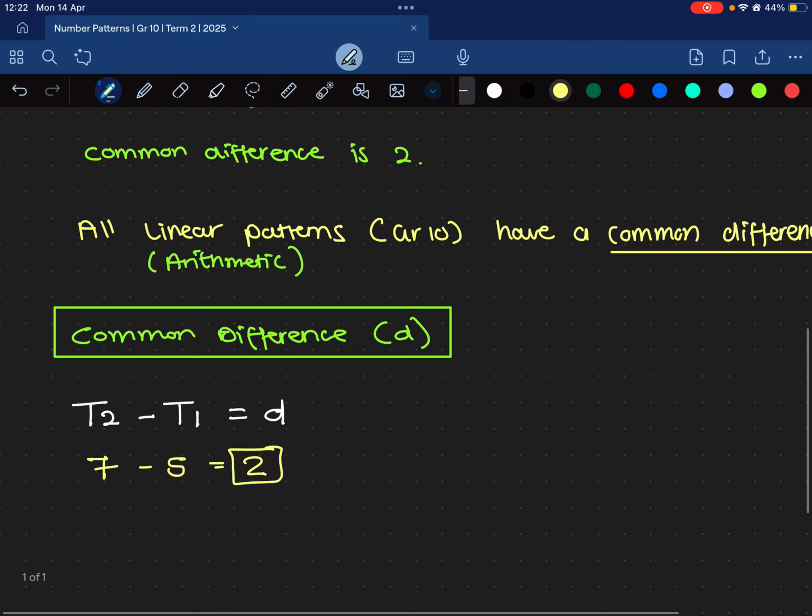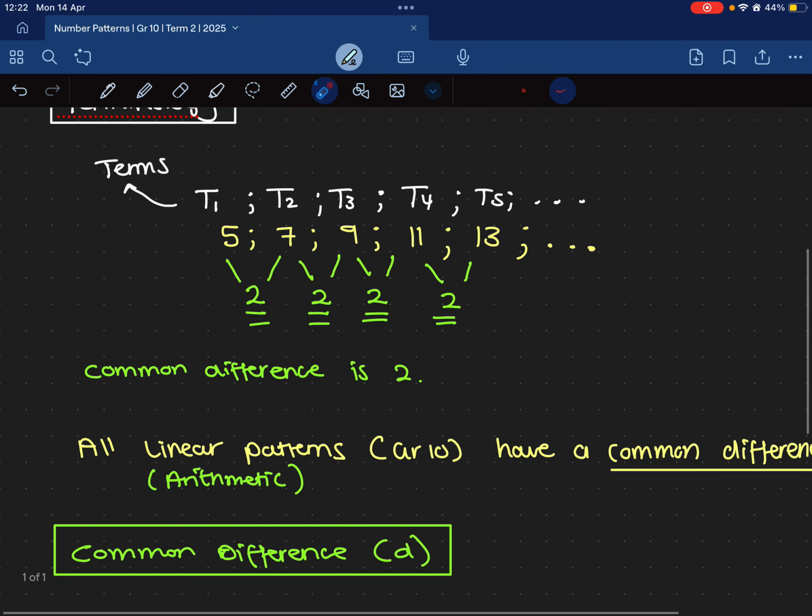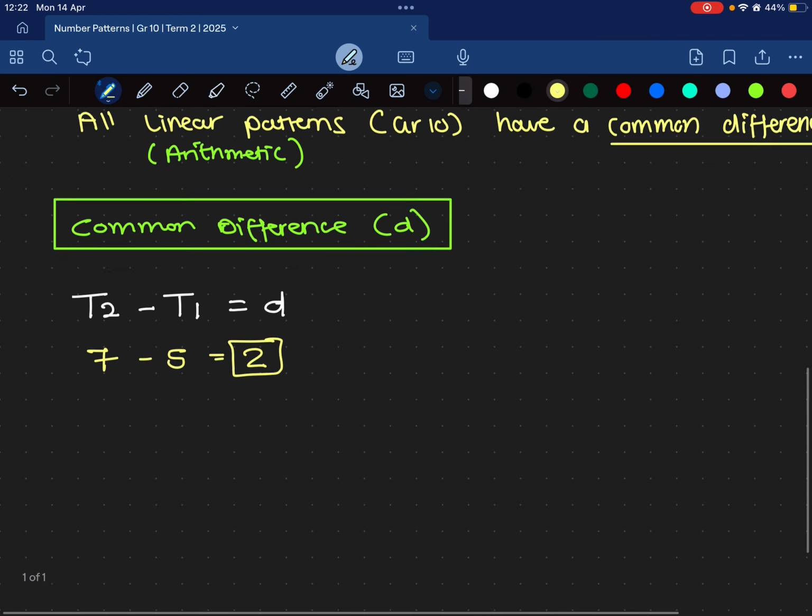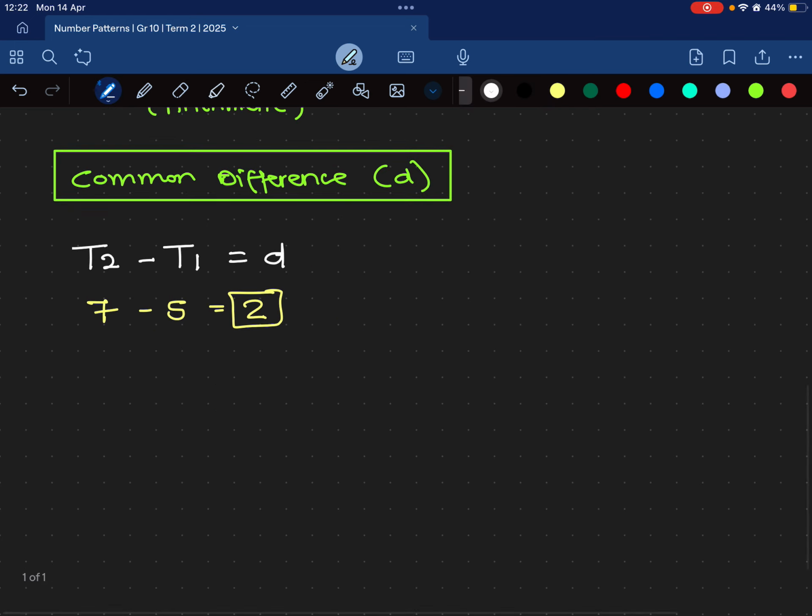But notice that the same is true if you take 9 minus 7. You also get 2, which is term 3 and term 2. So we can also state, well, if I take term 3 minus term 2, you'll also get D. So 9 minus 7 must also be equal to 2.